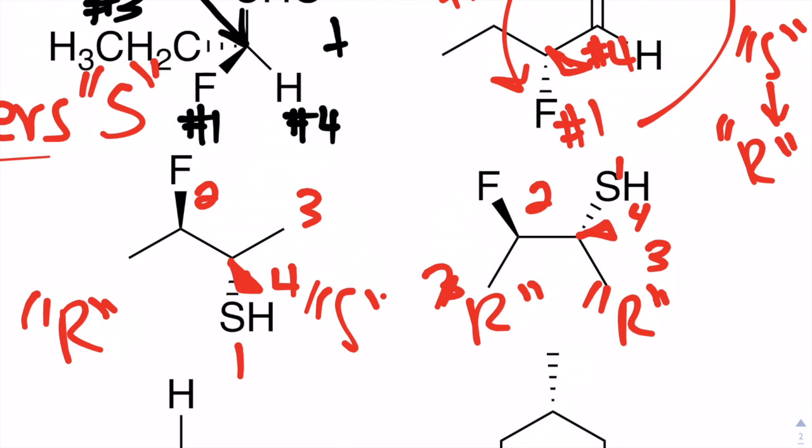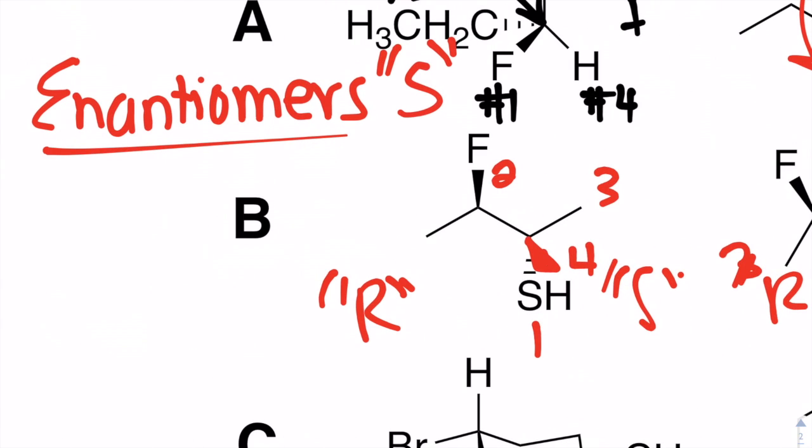All right. So you can see that one of those chiral centers stayed the same, so R to R, and one of them didn't, so S to R. Okay. So that is a specific example of a diastereomer.